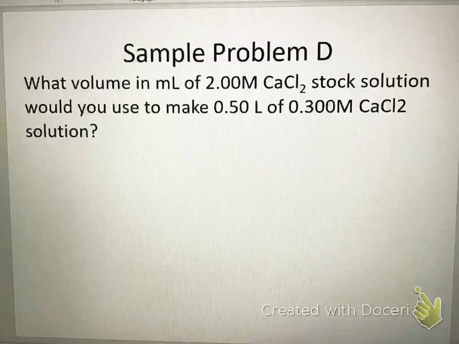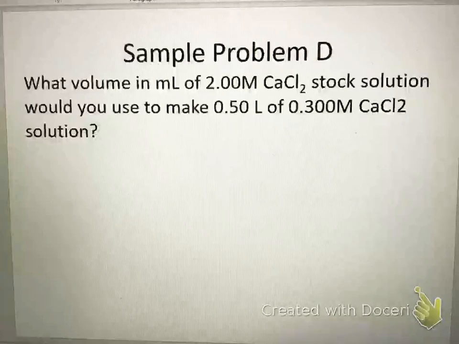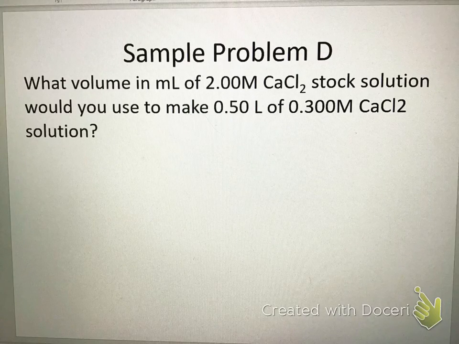Let's take a look at sample problem D. Now we're looking at dilution problems. So in a dilution problem, you are already starting with a solution that's at a higher concentration, and we're making a solution at a lower concentration. So let's see what they're asking in this problem.